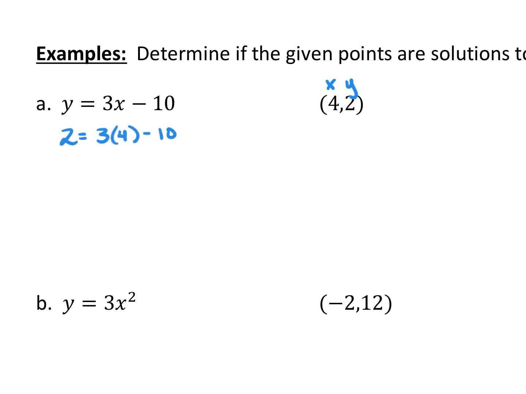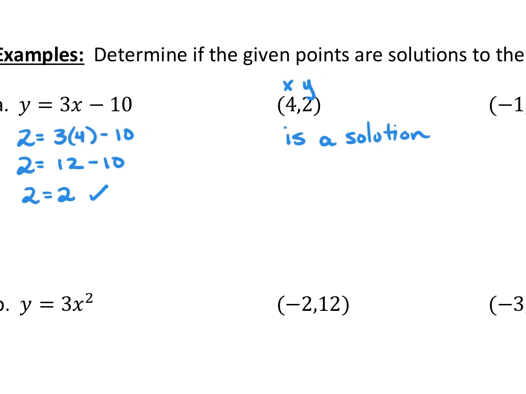From here, we want to simplify. Left side, nothing to do. On the right side, we want to do 3 times 4 is 12. And if we subtract 10, we do get 2. And is this a true statement? It is. So just a reminder, what were we asked to determine? I want to know, is (4, 2) a solution? And it is a solution.